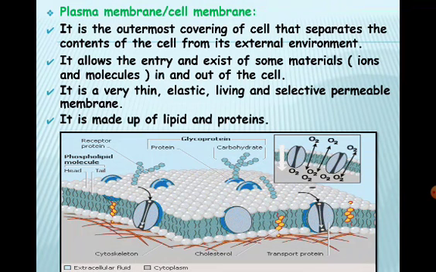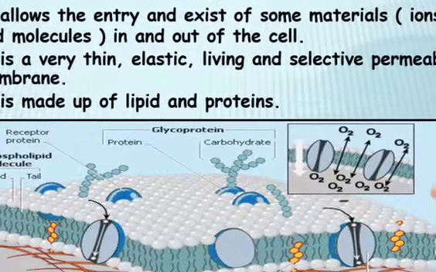Cell membrane is also considered as selectively permeable membrane. Why? Because it allows entry and exit of some material, ions or molecules in and out of the cell. Plasma membrane is made up of two materials, one is lipid and second is protein. Sometimes protein is also attached with a carbohydrate moiety. In that condition we can call it glycoprotein, as you can see in this diagram, glycoprotein.